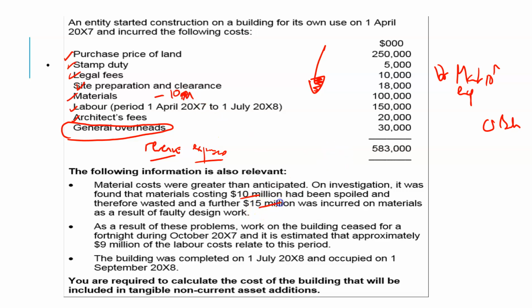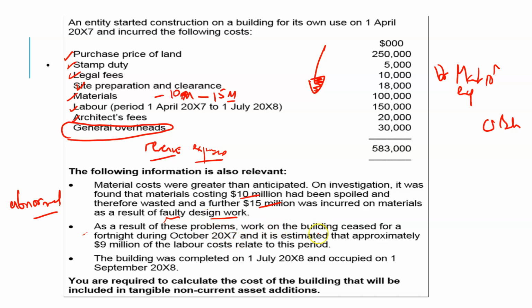And it says a further 15 million was incurred as a result of faulty design work. Well, no, that's not directly related. It's faulty. In the normal course of work, it would cost you X. You've made some errors and you have an extra 15. So therefore, that can't be considered as part of the actual normal costs, because these are abnormal, and we do not recognize abnormal costs. So those can't be there as well.